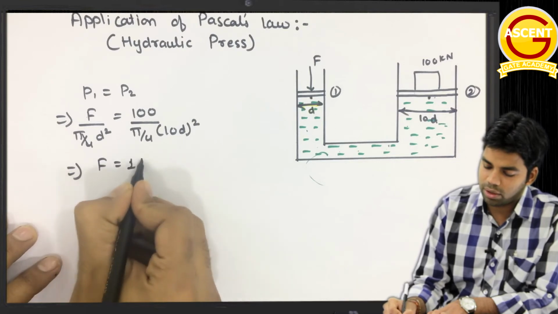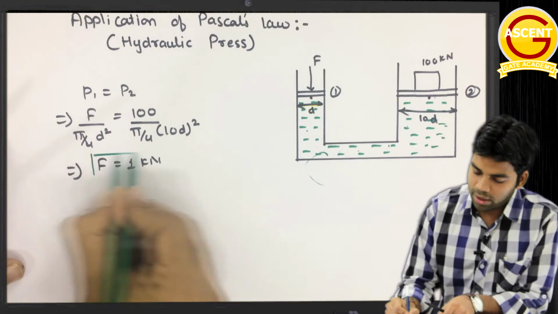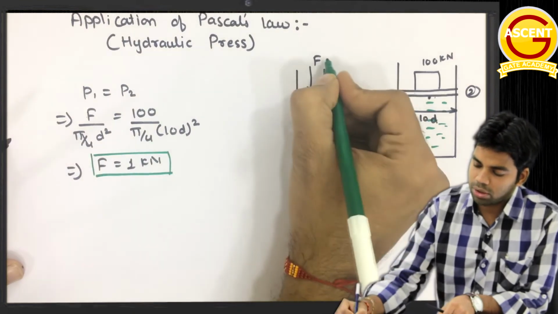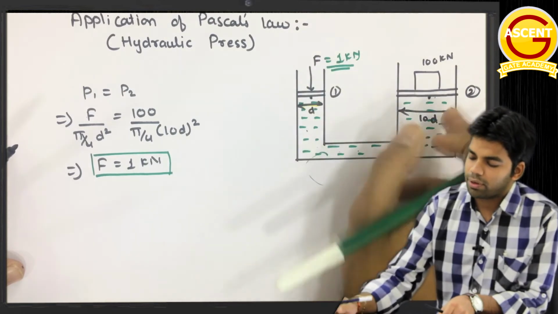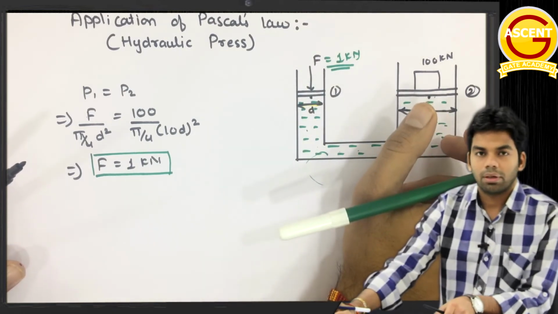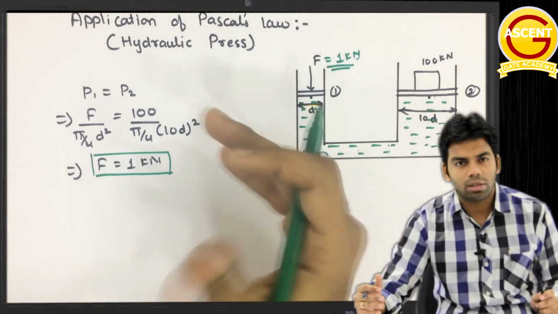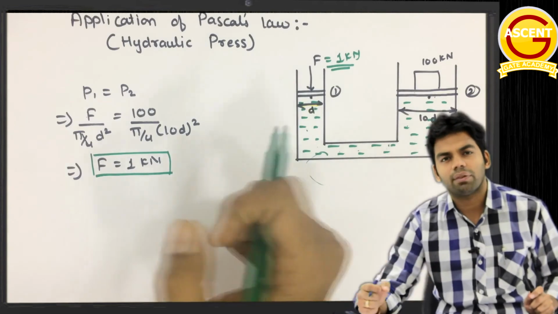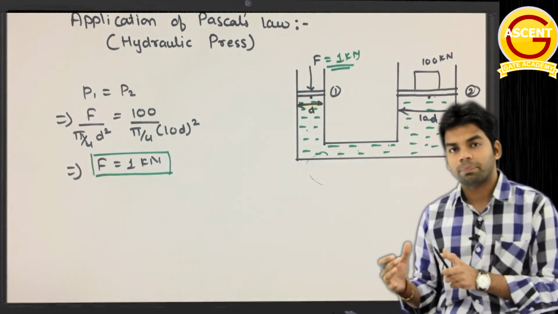F is equal to 1 kilonewton. Okay, now the amazing thing is that just by application of 1 kilonewton of force we can lift up to 100 kilonewton of this weight. Okay, this is the application of Pascal's principle. So this principle, as I told you, is used in hydraulic lifts, in hydraulic cranes, wherever you want to apply a small force and lift a heavier weight.